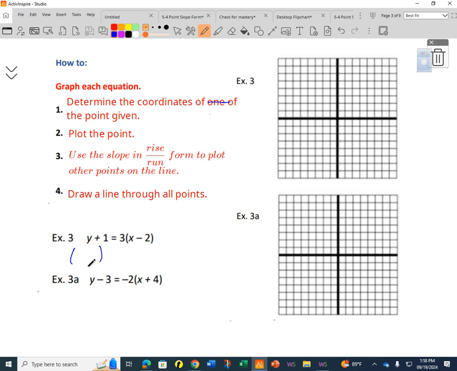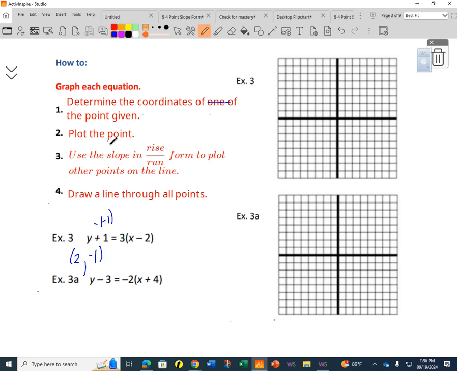So we need an ordered pair. So if we're looking at this y, remember the only way to get a plus y is if that's minus a -1. So the y coordinate is -1. To get the x coordinate, this is x minus a +2. Remember, it looks the opposite for this kind of problem. So this is our point.